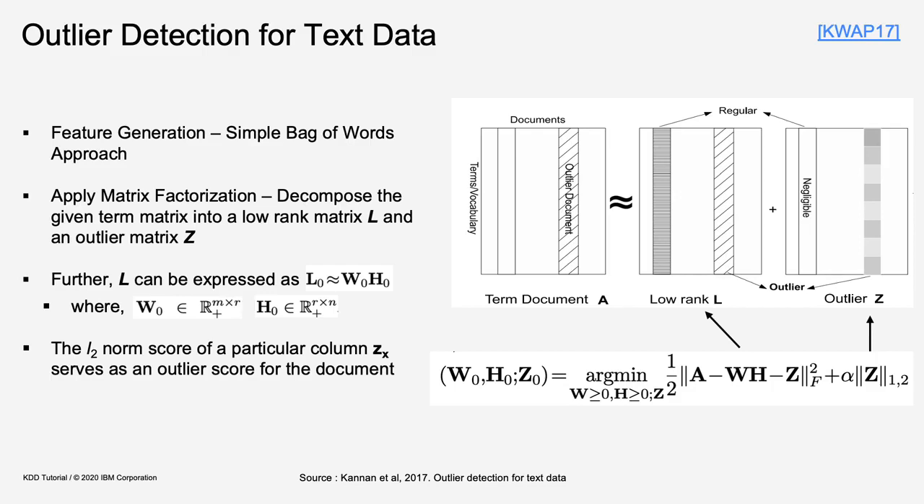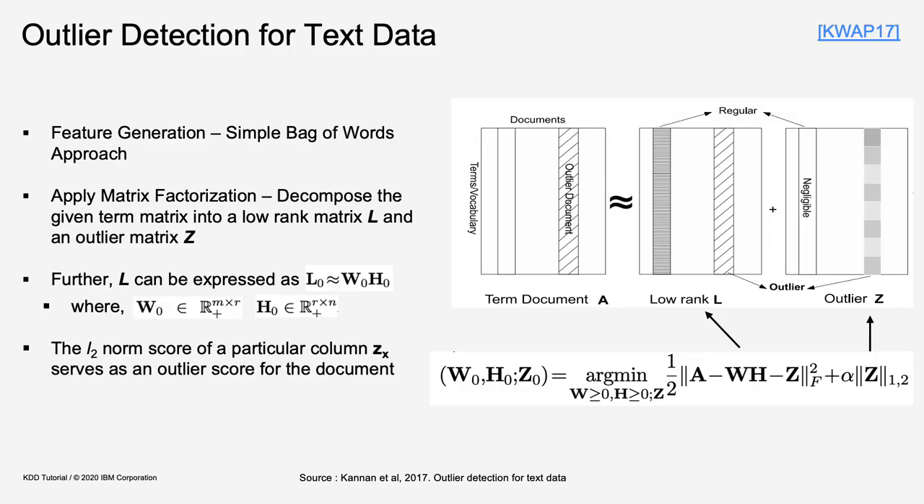Firstly, a numeric representation of the data is required, and a simple way of representing the document can be in the form of words present in them, which is a standard bag of words approach. Given a set of documents, the authors represent them as a term matrix A, m cross n, where m is the number of unique words in the given set of documents and n is the number of given documents. The term matrix A is decomposed into a low rank matrix L and an outlier matrix Z.